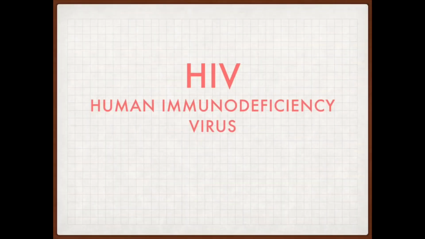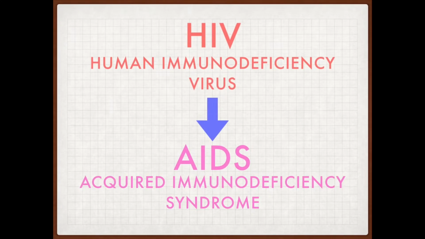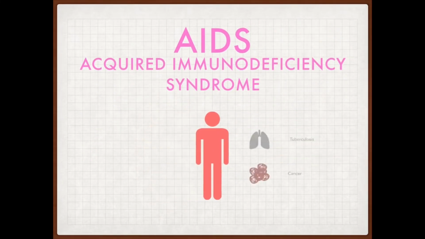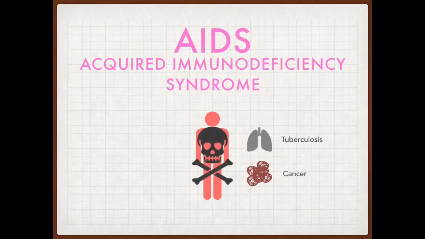HIV, also known as the human immunodeficiency virus, is a type of retrovirus that infects humans. Over time, it causes AIDS, acquired immunodeficiency syndrome, a condition where progressive failure of the immune system occurs due to too many helper T cells being killed. This can mean life-threatening, opportunistic infections and cancers can kill the host.